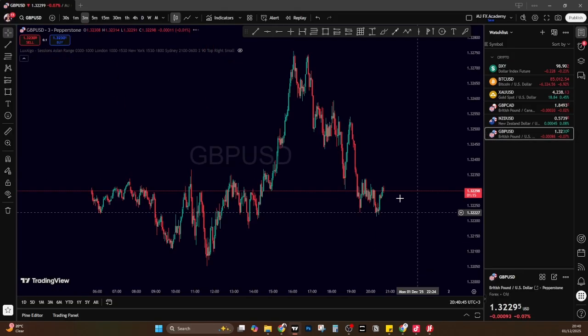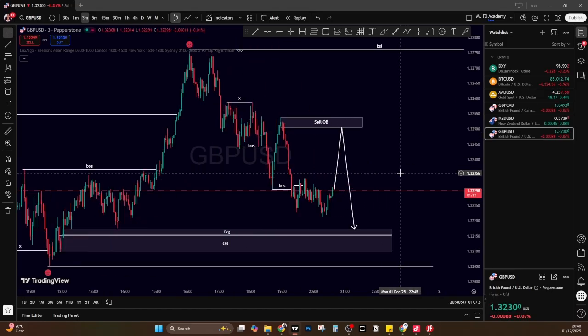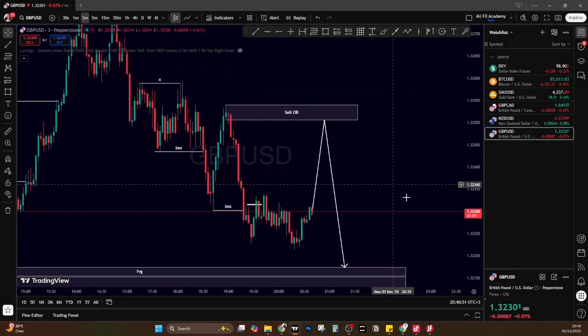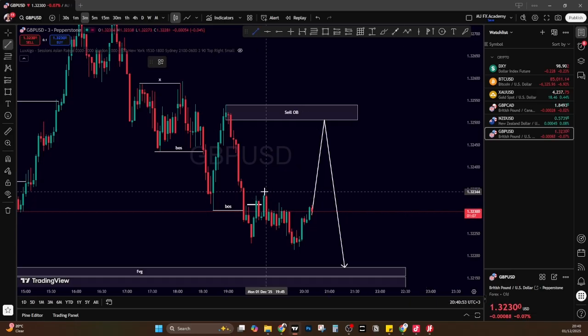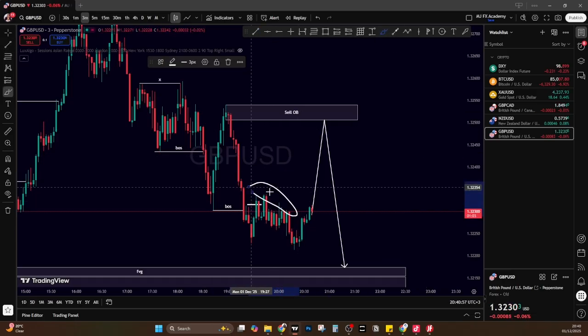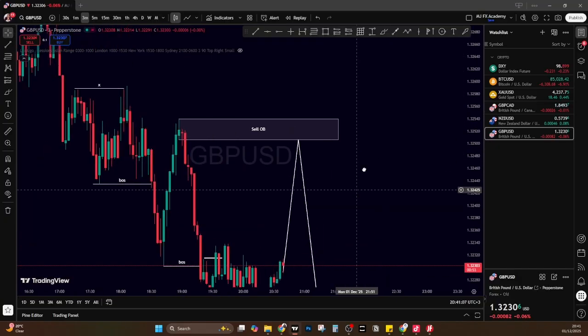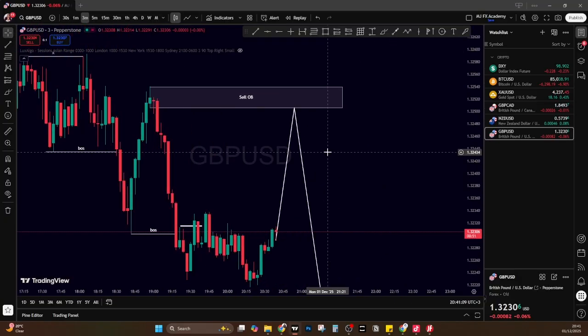Let me go back to GU. Now look at this. If you look at this, the market is still building up liquidity. You see, this is the market building up liquidity. So we need to come and vet the order block that we are waiting the market to come to.